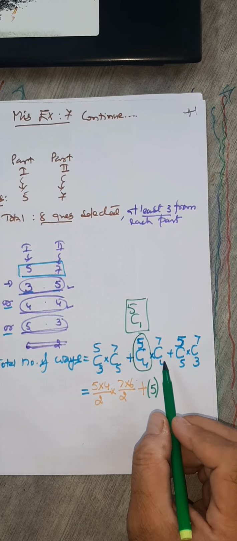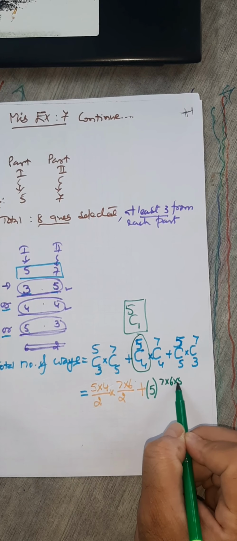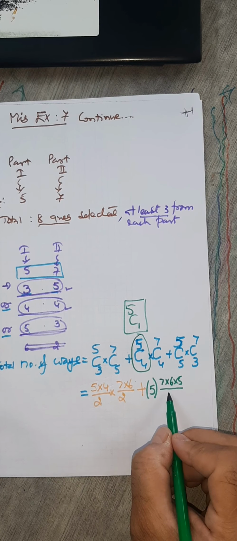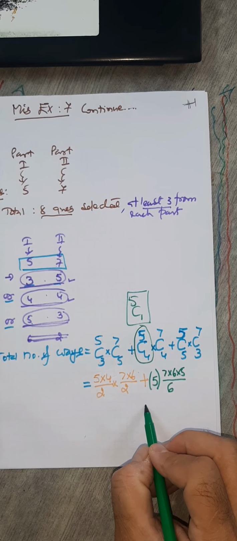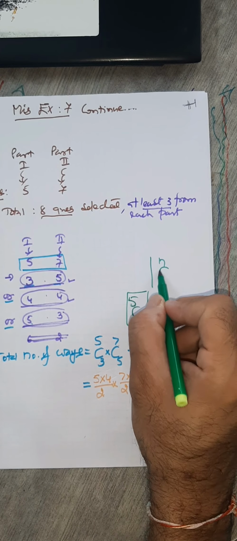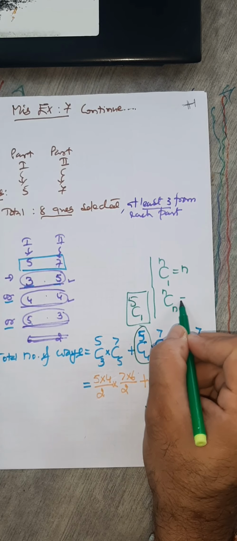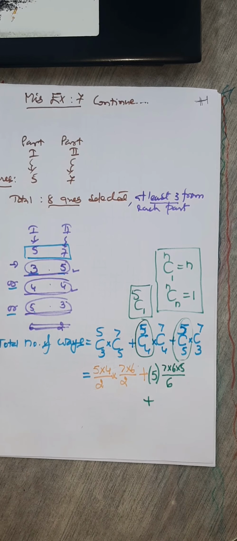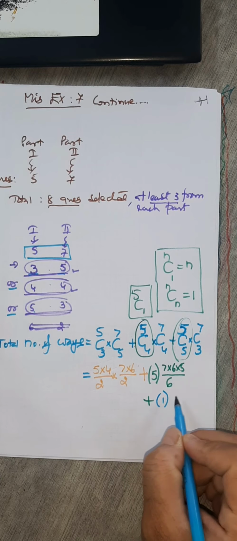What about 7C4? That is 7 into 6 into 5 into 4 factorial. That will get cancelled with this. And 7 minus 4, 3 factorial. So here one more 6. Just simplify, you will realize. Plus, you know that this is always 1. NC1 is always N. And NCN is always 1. You know these two things. Right? So here in the last term, what we'll get? 5C5 is 1.